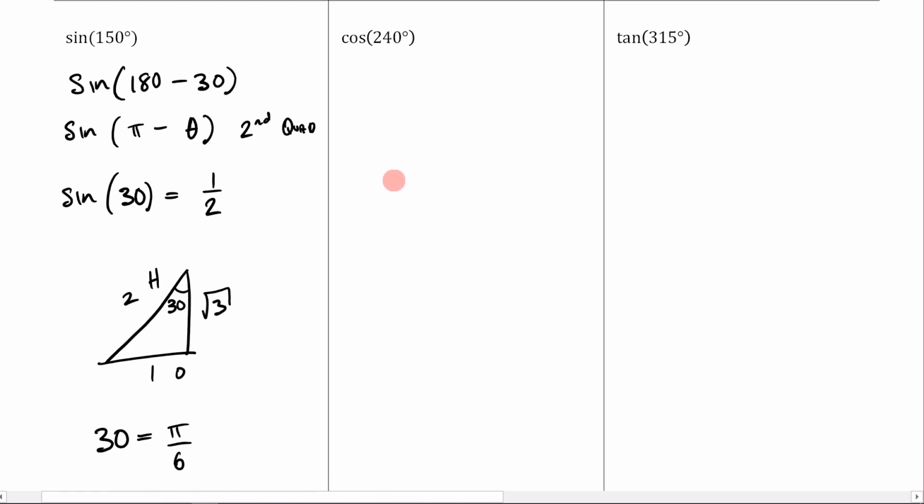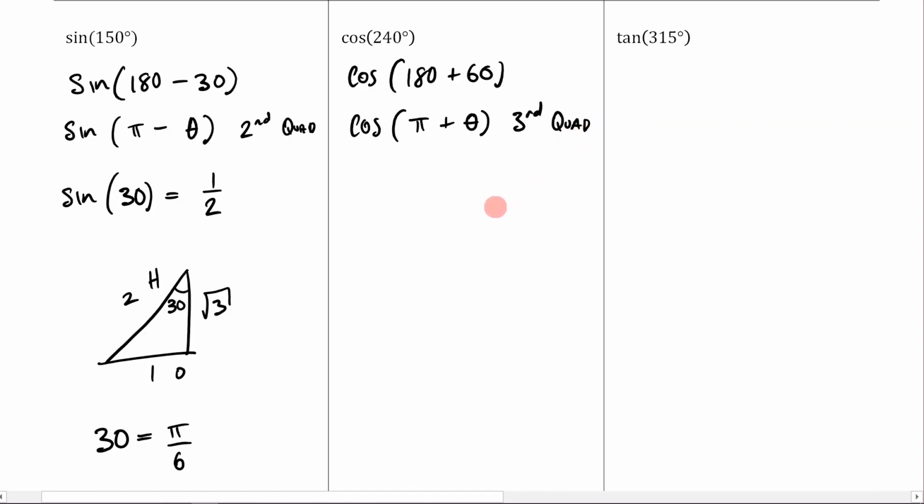All right. This one, I'm going to go cos of 240. Now, what can I break this into that will enable me to answer this question? After a while of thinking, you should say, well, I can break it up into 180 plus 60. That will work. 180 plus 60 is 240, so that checks out. Now what I can do is say, hey, this is the same thing as cos of pi plus an angle, which tells me that this is going to be in my third quadrant. Is cos positive or negative in my third quadrant? It is negative in my third quadrant, so it's going to be negative cos of the angle, which is 60.